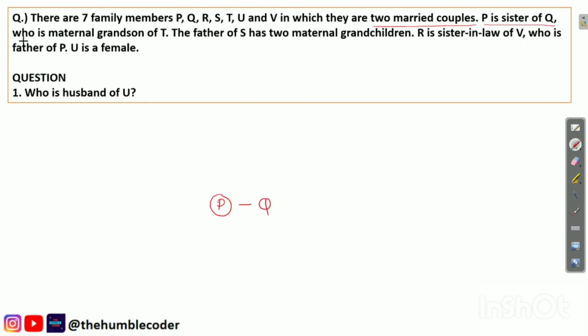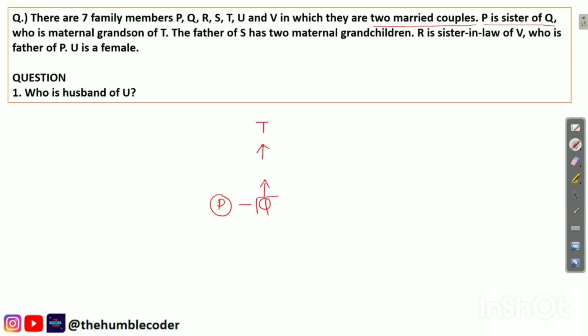Next is Q. P is the sister of Q, who is maternal grandson of T. So Q is the maternal grandson of T. So we can write it like this: Q is the maternal grandson of T.